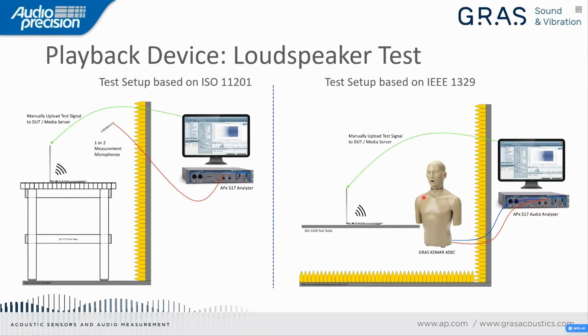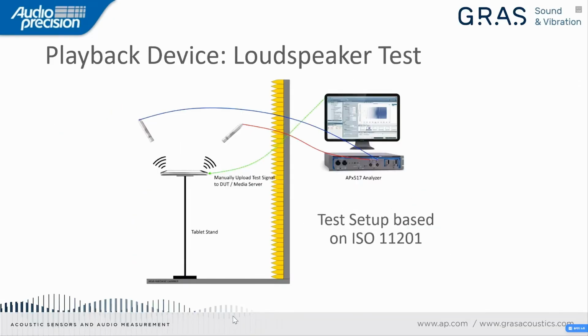This standard also allows for the use of a HATS, like the GRAS head and torso simulator, used as a binaural microphone in this case to capture the signal that is coming from the loudspeakers. Here we can see another setup, in this case for loudspeaker test of tablets.